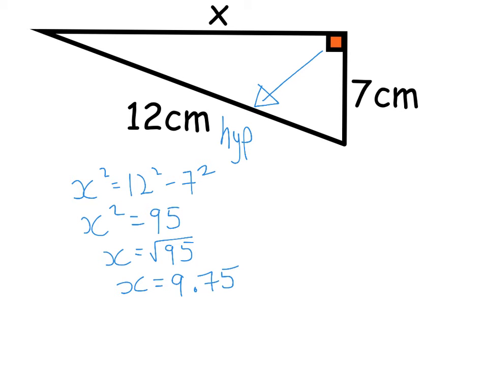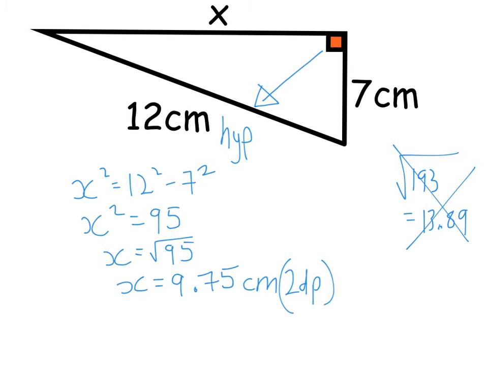If you accidentally added the numbers and did 12 squared add 7 squared, you would have come out with 193. And when you square root 193, you get 13.89. Now just from looking at the triangle, the 12 is the slope, it is the longest side. So an answer of 13 is not going to be right, it's too big. That's something to look out for. Look at your answer and look back at the triangle. The slope should always be the longest one. So the correct answer there is 9.75 centimetres to 2 decimal places. And we can ignore what I said over here about that bit.